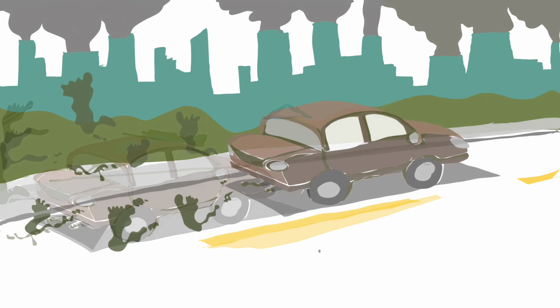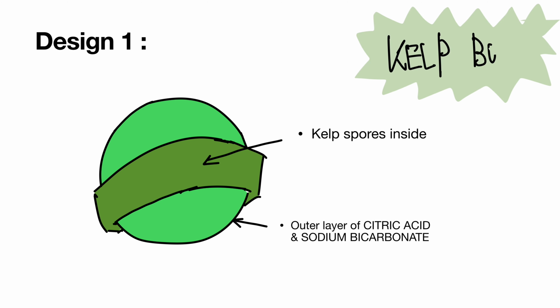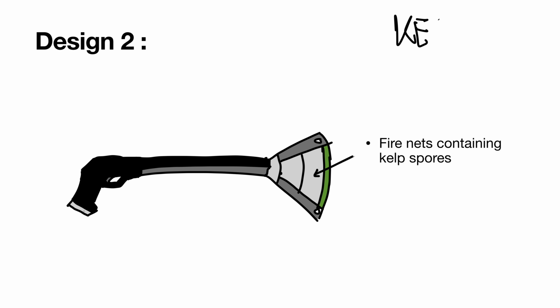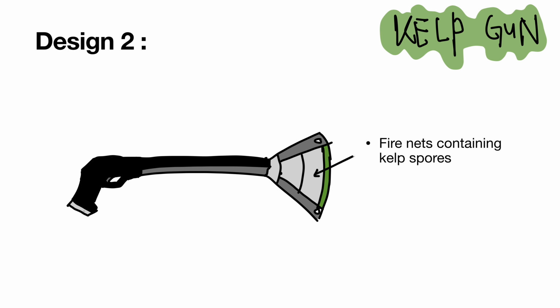Next is our design. Alright, so our first design is the kelp bomb. Kelp bombs have kelp spores inside and has an outer layer of citric acid and sodium bicarbonate. The concept of this bomb is quite similar to the bath bomb. It dissolves in water and releases kelp spores to be grown into seaweed. Our next design is a kelp gun, which fire nets containing kelp spores. Poof!